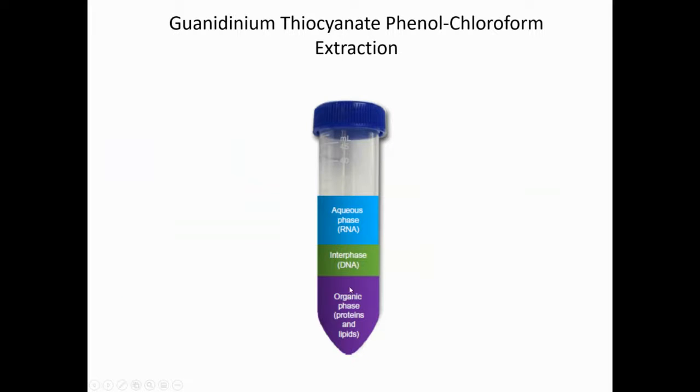And this is the GITC phenol-chloroform extraction, all right? Basically you have guanidinium thiocyanate, which is in Trizol. The guanidinium thiocyanate is a chaotropic agent. It can degrade the protein, especially to inhibit the RNase activity, right? And then you have to perform this at low pH, all right?